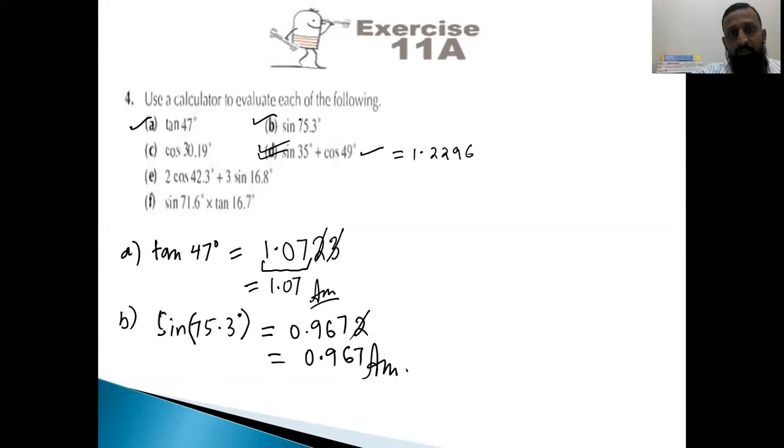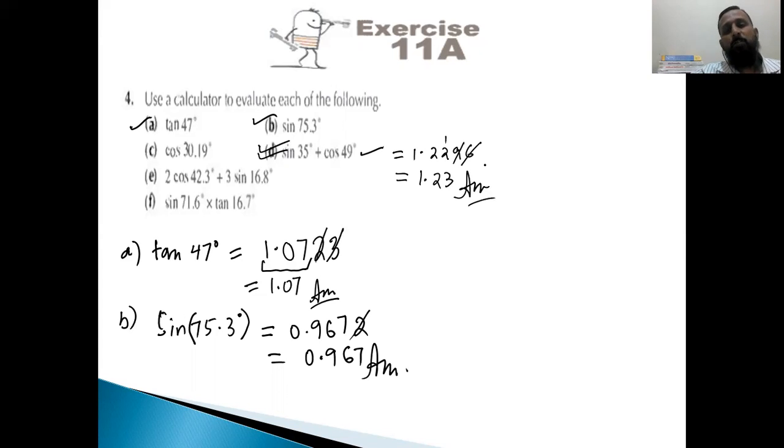I'm doing this part D, boys and girls. Sine 35 degrees plus cos 49 degrees. I use my calculator and I found my answer as 1.2296. I'll try to give my answer correct to three significant figures. I'll round this off, I'll have one carry. So my answer is found to be 1.23.